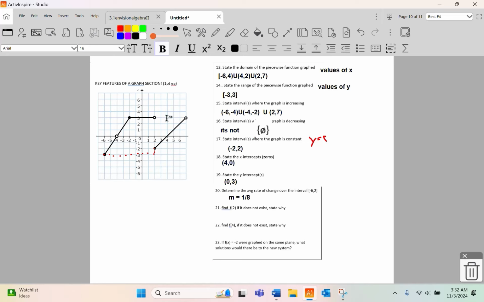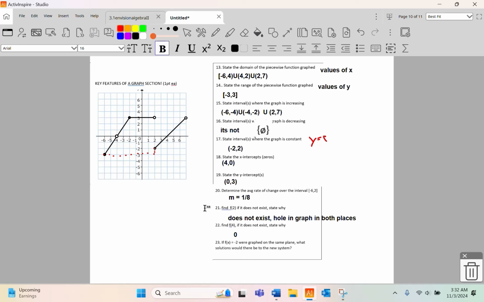Find f of 2 if it exists. If it does not exist, state why. So when you look where x is 2, there's a hole here and here. It does not exist. There's a hole in the graph in both places. Find f of 4. f of 4 does exist, and it's 0.